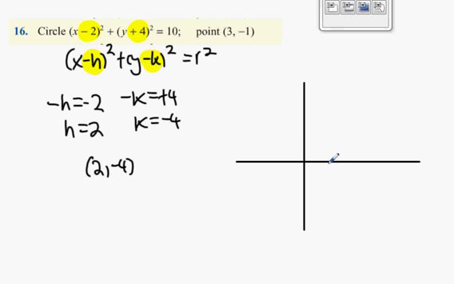2 across and down 4. So you're talking roughly there. It doesn't have to be a work of art, okay? And then where's the other point located? 3, minus 1. So slightly above it and slightly to the right. Then what you can do next is just draw yourself a quick diagram to realize what you're doing.